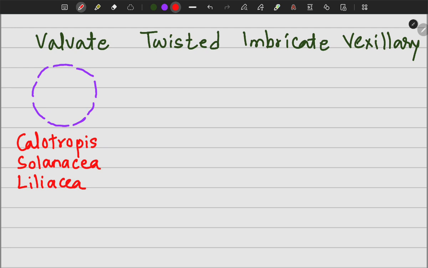Now let us look at the twisted aestivation. What happens in the twisted aestivation is that the sepals or petals are arranged in such a way that one petal or sepal overlaps the other, but in the same direction, in a regular way, like this. Such kind of arrangement is called twisted aestivation.